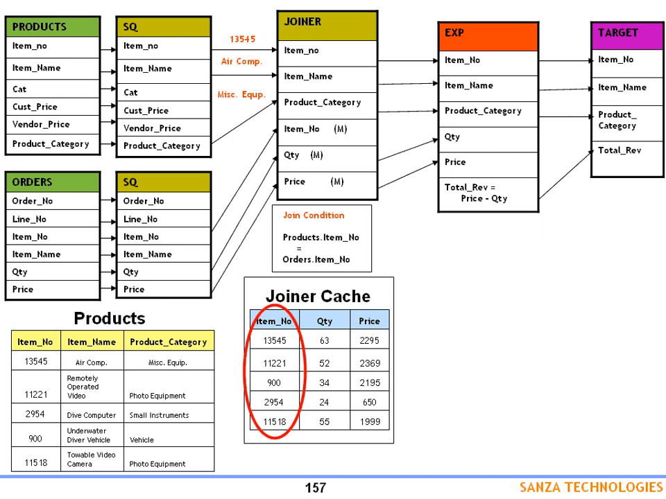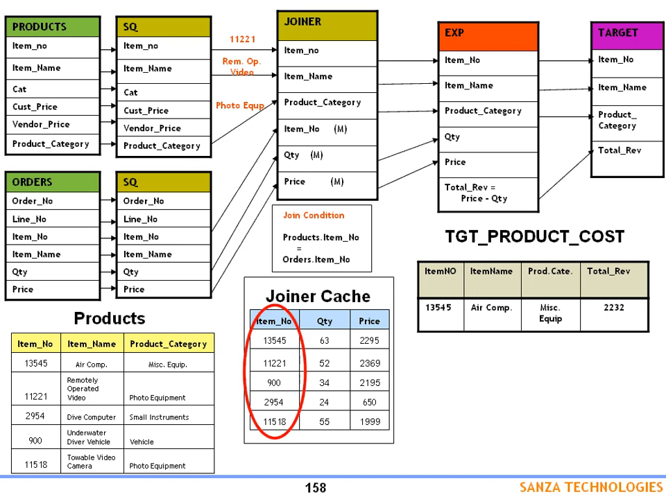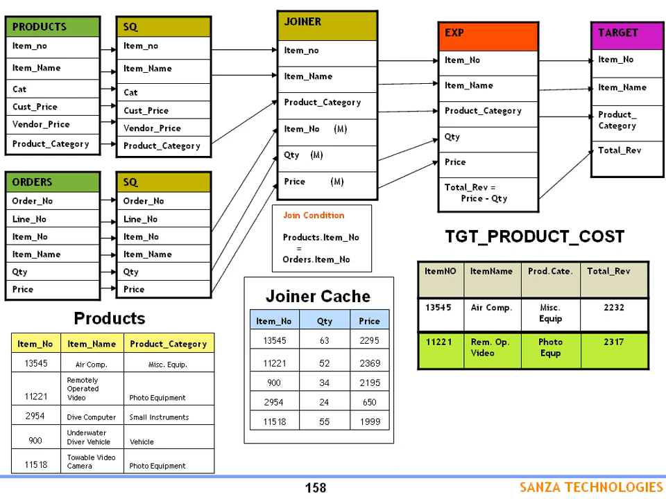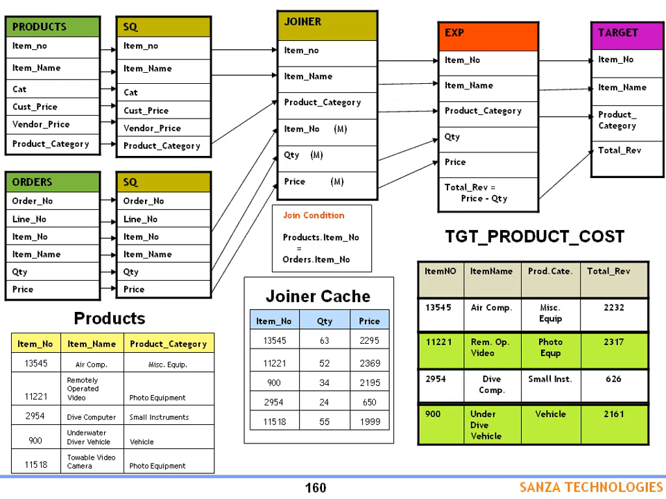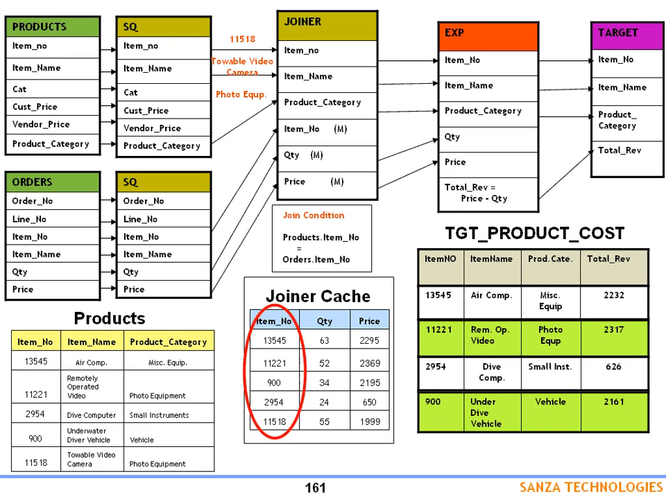112221 is coming in. It will scan the cache of the joiner. At runtime, the joiner cache will have one source of data in the cache. The second source of data will go row by row and scan the cache based on the join condition. If the condition is true, it will send the data out. Third record comes in, 2954, scans the data. Condition true, 2954 exists, scans the memory, and the output goes to the target table. Then 900 comes in, scans the cache in the joiner transformation, gets the data out, and it will calculate and send it across. So 11518 scans the data, finds the record.